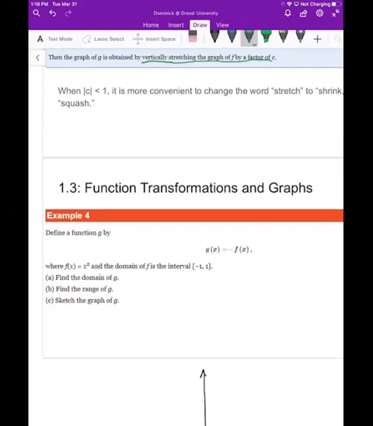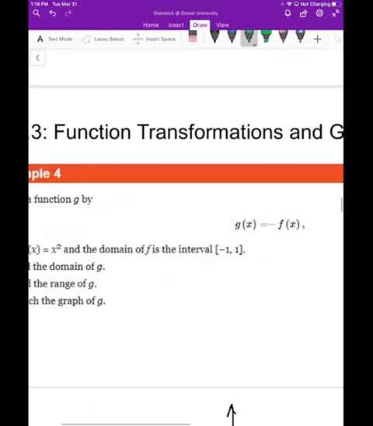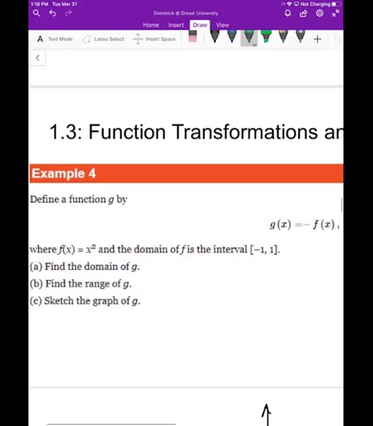Okay. So again, now we're throwing a negative in front of our f. And in this case, part A, you are not changing your domain, still negative 1 to 1. All right. Now part B, your original range was 0 to 1, but we're now throwing a negative in front of everything, right? So this will still be a 0. Let's put it this way, actually. So you have y equals 0, y equals 1, right?